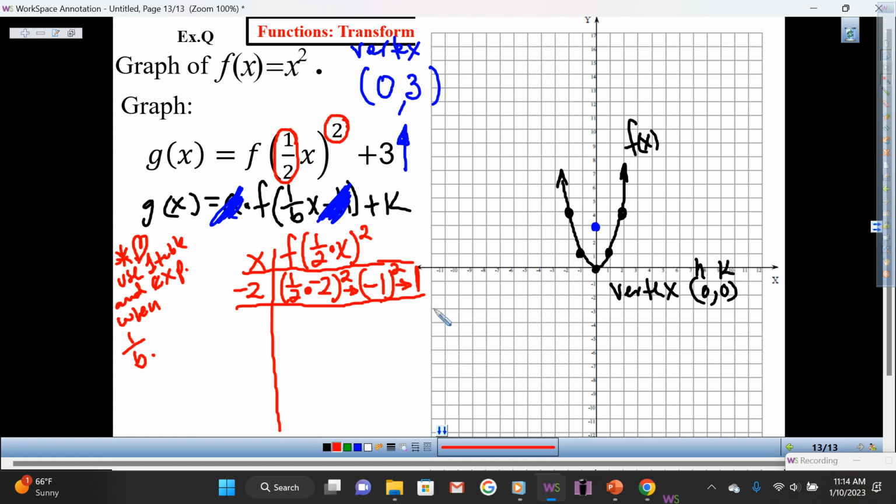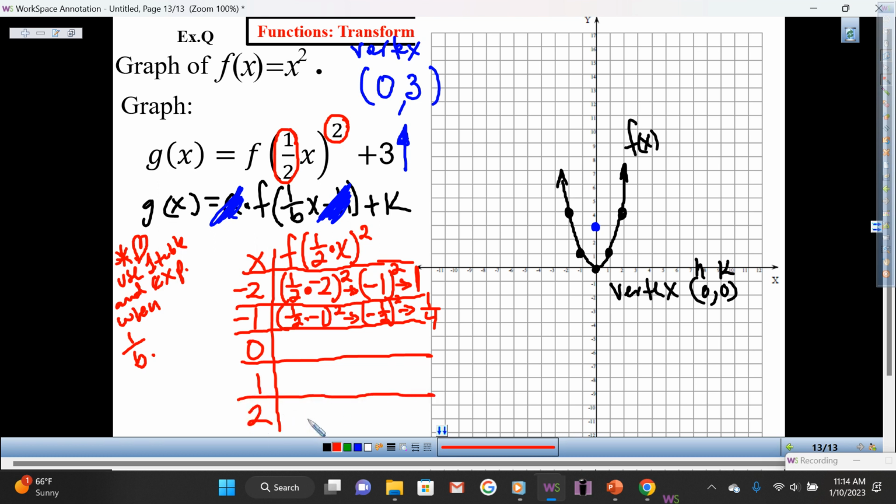Let's do the next value. The next value is negative 1. Again, parentheses, 1/2 times negative 1, squared. That gives us 1/2 times negative 1 is negative 1/2. And then we square it. So negative times a negative is a positive. What is 1 squared? 1. What is 2 squared? 4. Finish off the last 3 by yourself. I'll wait.